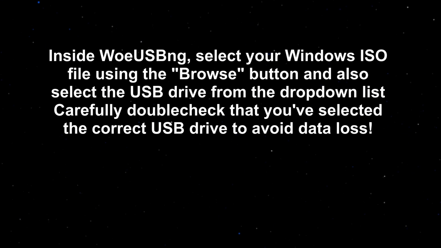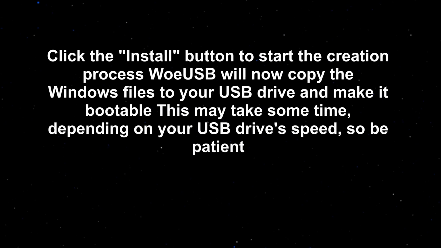Inside WoeUSB, select your Windows ISO file using the Browse button and also select the USB drive from the drop-down list. Carefully double-check that you've selected the correct USB drive to avoid data loss. Click the Install button to start the creation process.